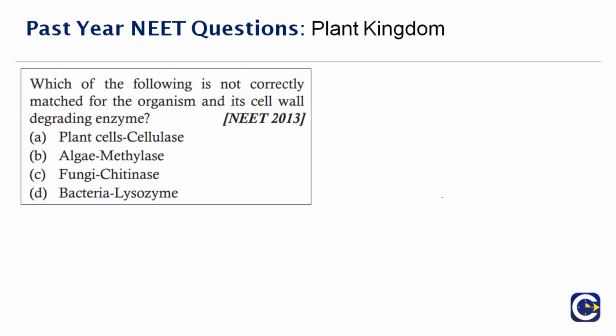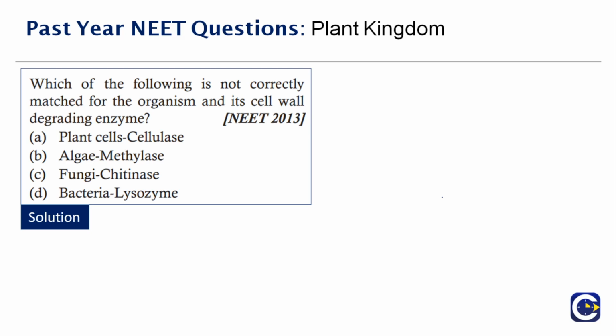Next question here. Which one of the following is not correctly matched for the organism and its cell wall degrading enzyme? Okay, this is again an easy question. All you need to understand here is, see, algae is somewhat or predominantly similar to plant features and plant characteristics. We all agree with that because an algae, if you see, resembles a plant in many aspects. They are autotrophic. Main thing, they are autotrophic. Plants are autotrophic. Algae is also autotrophic. Plants can prepare their own food by the help of photosynthesis, while algae can also do that.